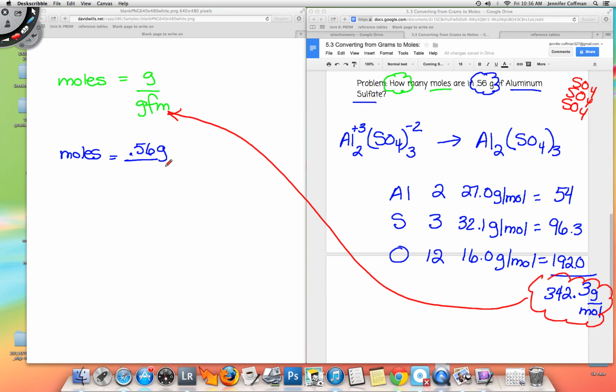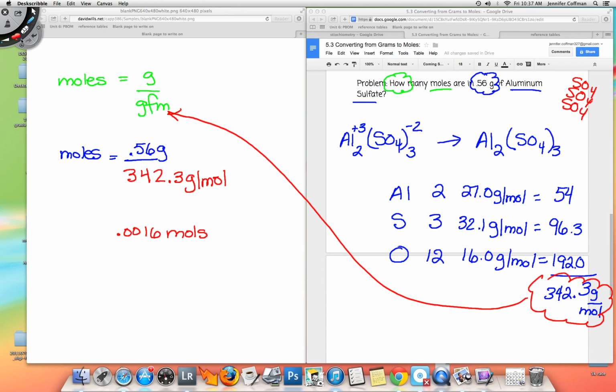Okay, so now we've got 0.56. We're going to divide it by 342.3 grams per mole. And we're going to get a very, very small number: .0016 moles. Moles can be written M-O-L-E-S or M-O-L-S. It cannot be written just as M because that would be meters.